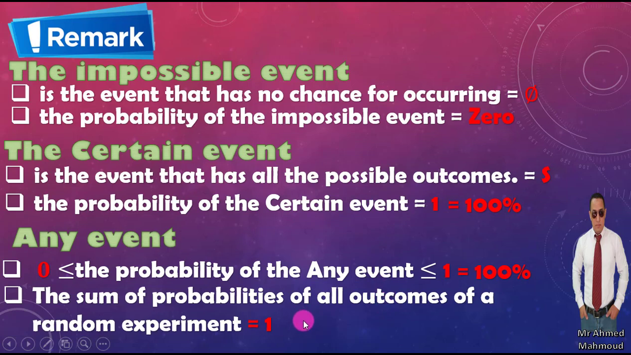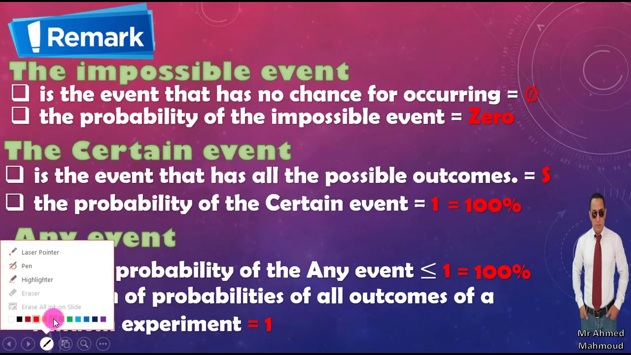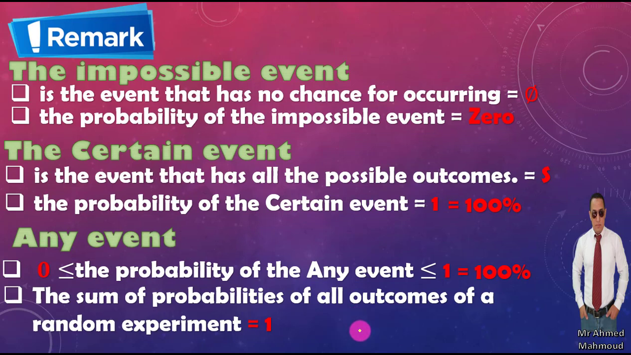What does it mean, Mr. Ahmed? For example, if we have a mixed class, in this class the probability of boys equals 0.7 and the probability of girls equals 0.3. If we add 0.7 plus 0.3, it is equal to 1. So the probability of the whole class equals 1. So the sum of all probabilities equals 1.